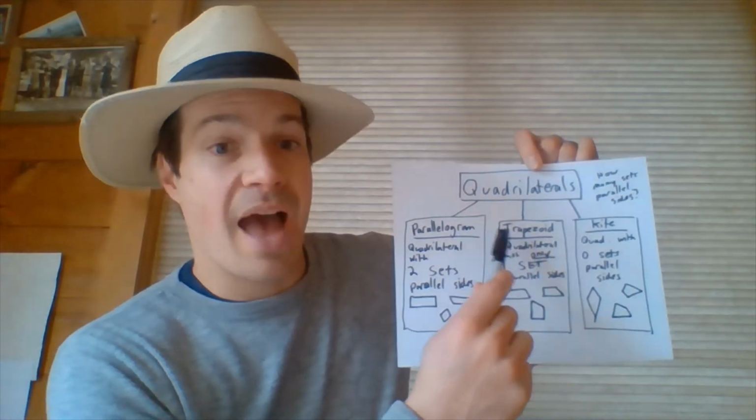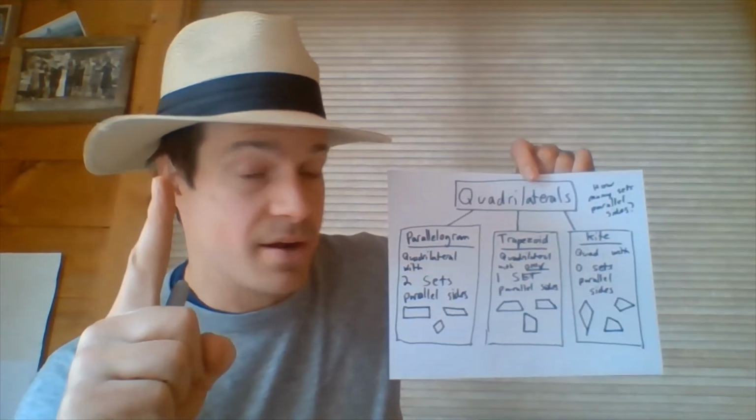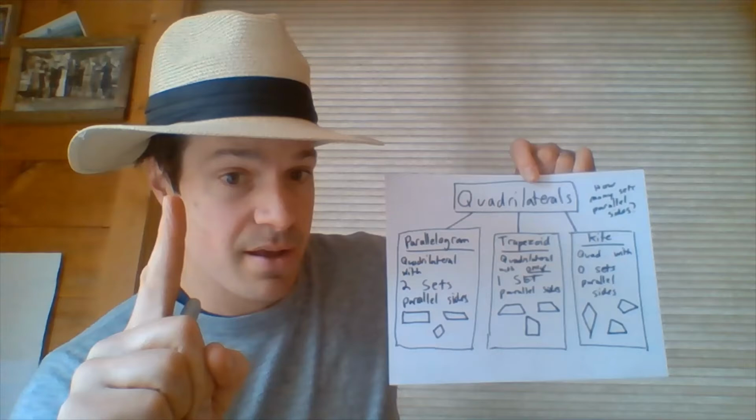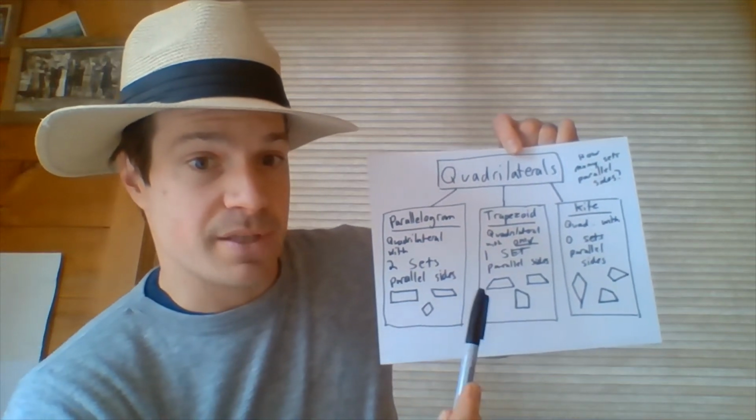Trapezoids have fewer sets. They only have one set, not two, just one set of parallel sides. So usually that means the top.